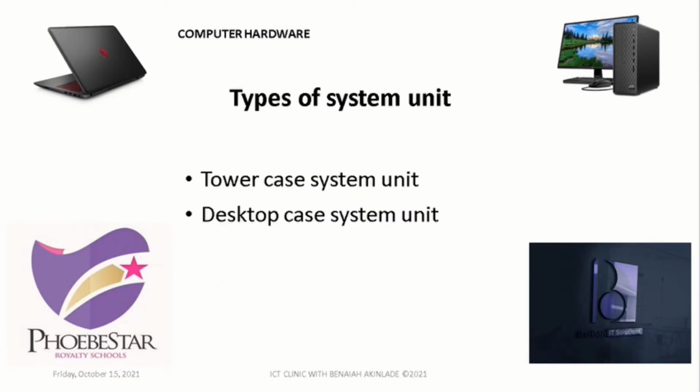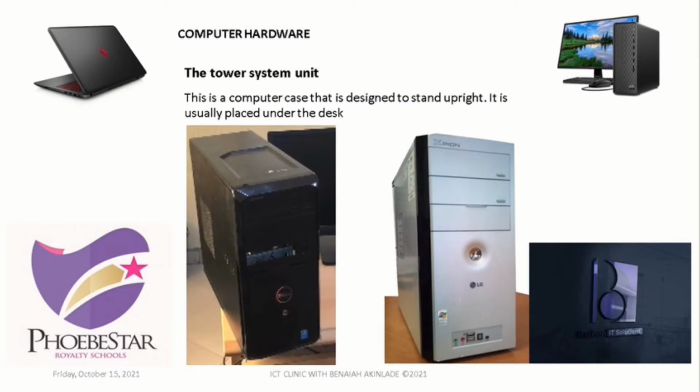We have two types of system units. We have the tower casing system unit and we have the desktop casing system unit. What is the tower casing system unit? This system unit is designed to stand upright or vertically. It is usually placed under the desk. As these two pictures indicate, you notice that these system units are standing upright. This is a typical example of a tower system unit.